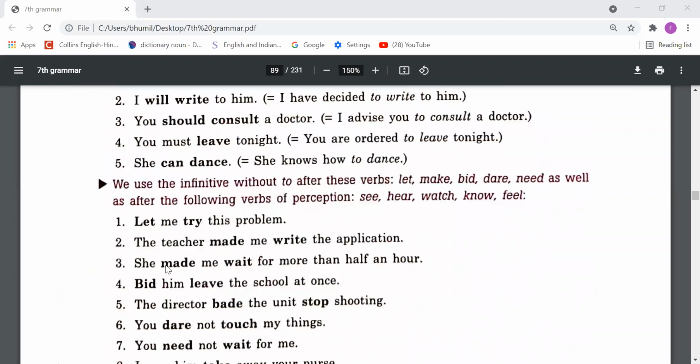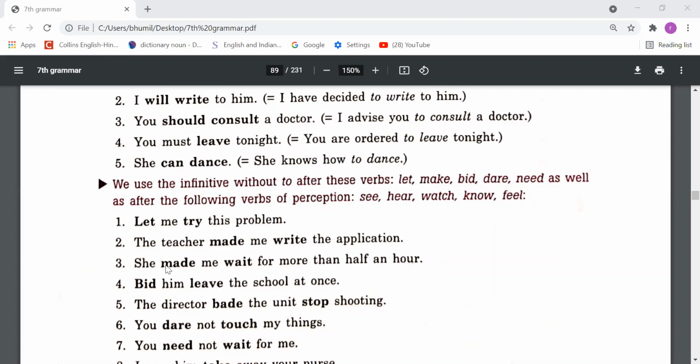Second point of this, we use the infinitive without to after these verbs like let, make, bid, dare, need, as well as after the following verbs of perception like see, hear, watch, know, feel. So dear students, here we have to understand कुछ वर्ब्स ऐसी होती हैं उनके बाद हमें बेयर इंफिनिटिव को लिखना होता है, यानी कि बिना टू के रूट फॉर्म लिखनी होती है. जैसे लेट का मतलब होता है अनुमति देना. मेक हम यूज करते हैं कोजेटिव वर्ब के रूप में. मैं कहता हूं कि मैं तुम्हें समझा दूंगा, आई विल मेक यू अंडरस्टैंड.